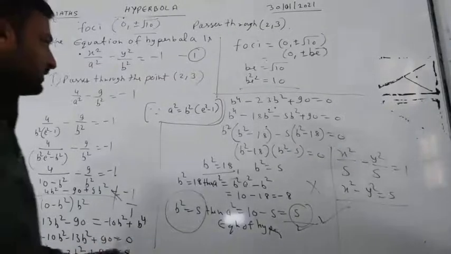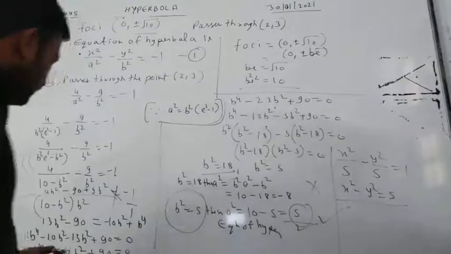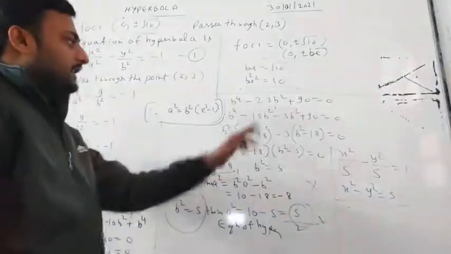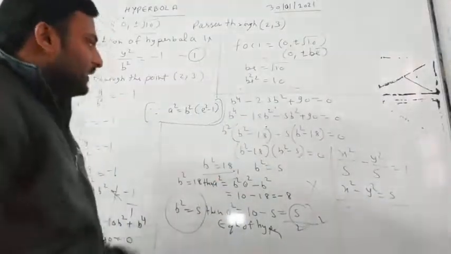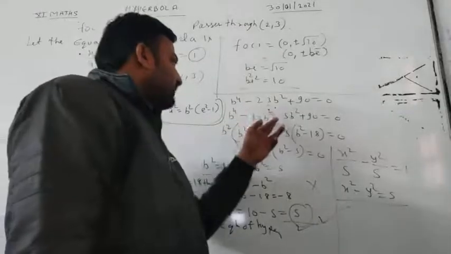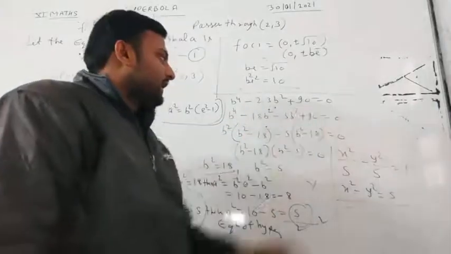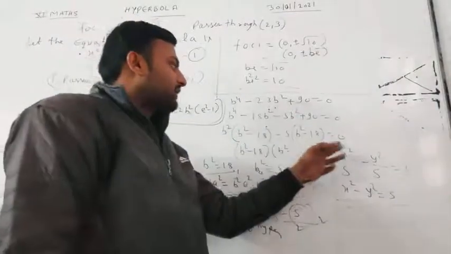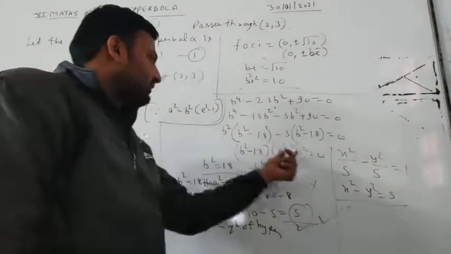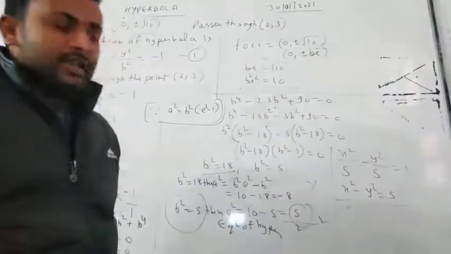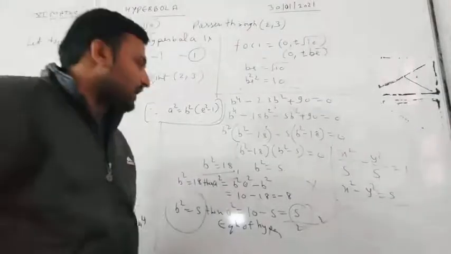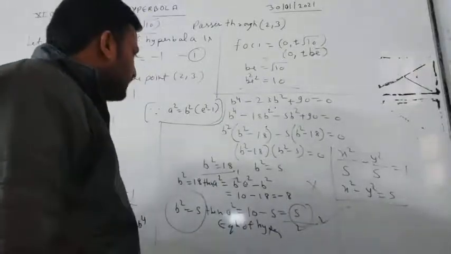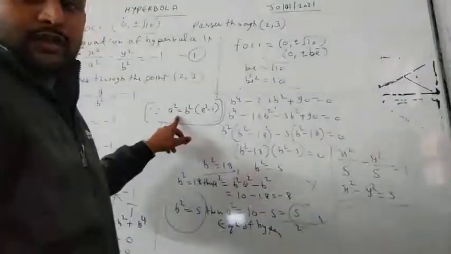Okay students, now we are going to factorize this middle term. We know 18 and 5 are the factors. So we can write b⁴ − 18b² − 5b² + 90 = 0. So b²(b² − 18) − 5(b² − 18) = 0. So (b² − 18)(b² − 5) = 0. From here, students, we are getting two values of b², which are 18 and 5. Now we substitute one by one in this equation and get the value of a².